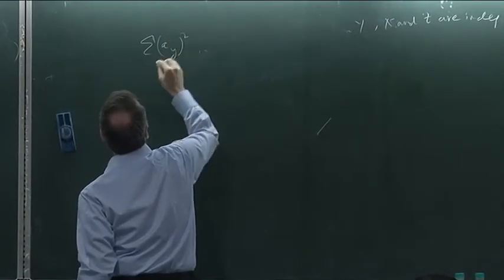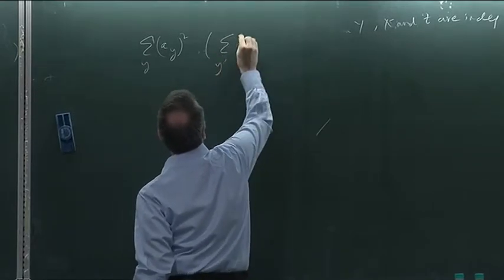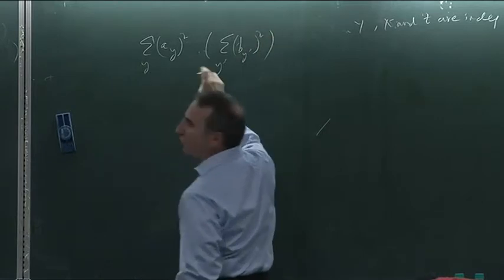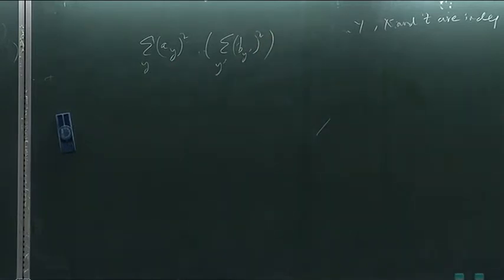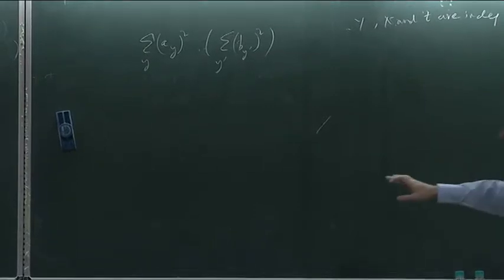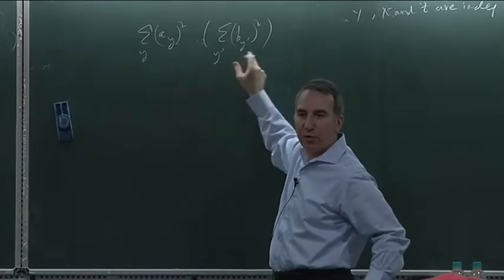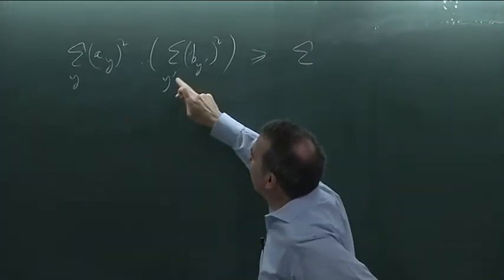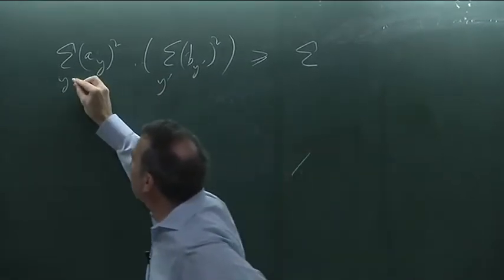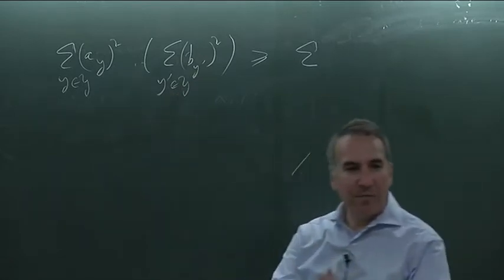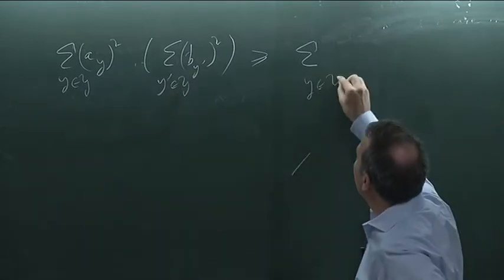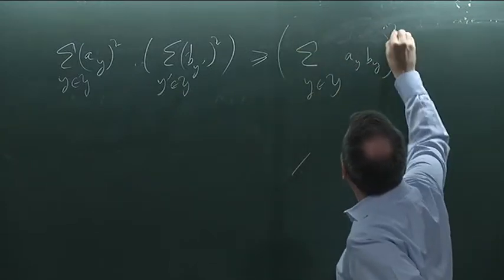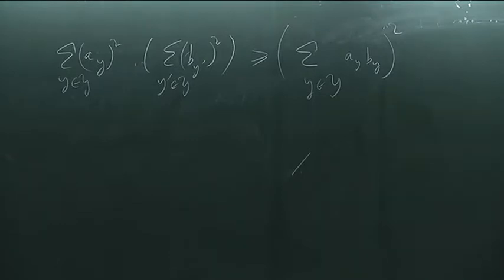If you have a summation over, let's say, A_y squared over y, and a summation over y prime, B_y prime squared, this product is what appears in the Cauchy-Schwarz inequality. You're multiplying the L2 norms squared of two vectors, the vector A and the vector B. This is bigger than the inner product squared. Actually, these y's are over the same alphabet: y and y prime range over the same object Y. So this is bigger than the summation over y of A_y times B_y, quantity squared. This is Cauchy-Schwarz, or Cauchy-Schwarz-Bunyakovsky, whatever.